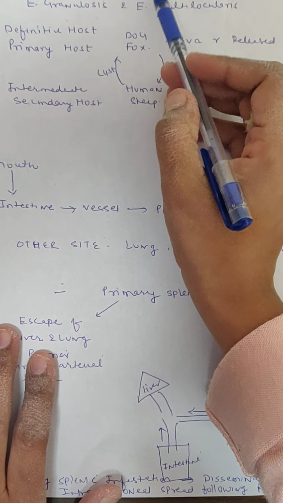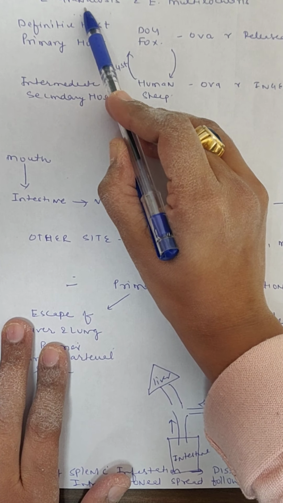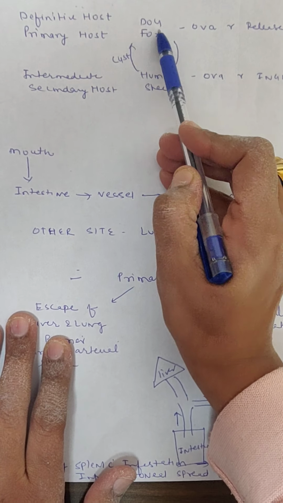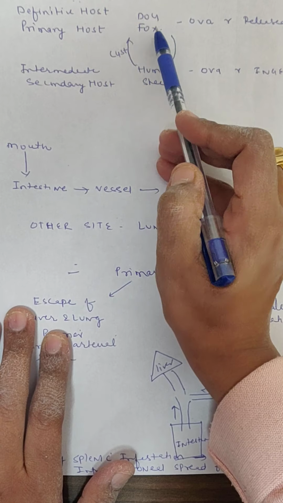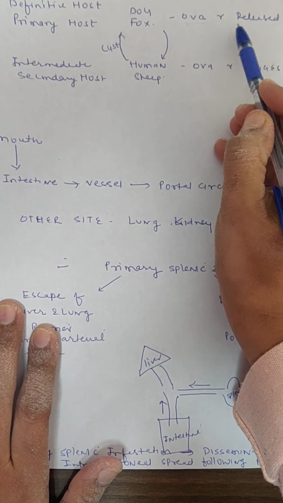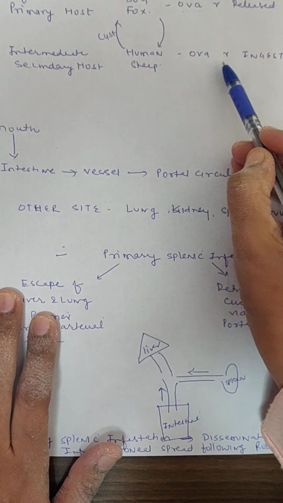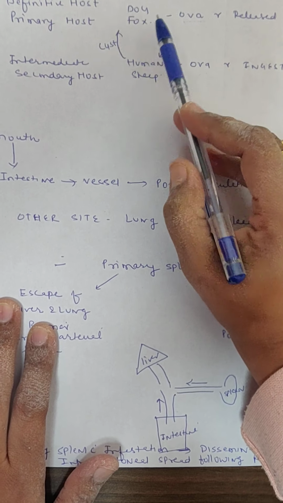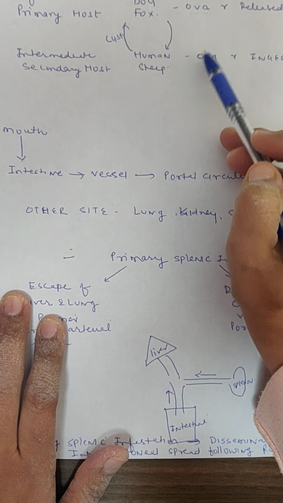In short, about the life cycle of the hydatid cyst, it is a zoonotic or parasitic disease caused by Echinococcus granulosus or multilocularis. The definitive or primary hosts are the dog and the fox. Definitive host means the host in which they gain maturity and the sexual stage is completed. They release ova or eggs. The intermediate or secondary hosts are the human and the sheep. They ingest ova released by the primary host. So this life cycle occurs. The primary host ingests the cyst and the secondary host ingests the egg.